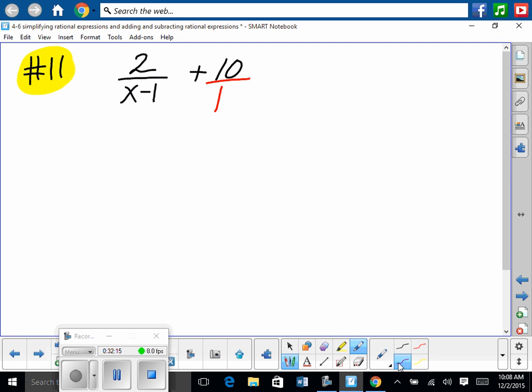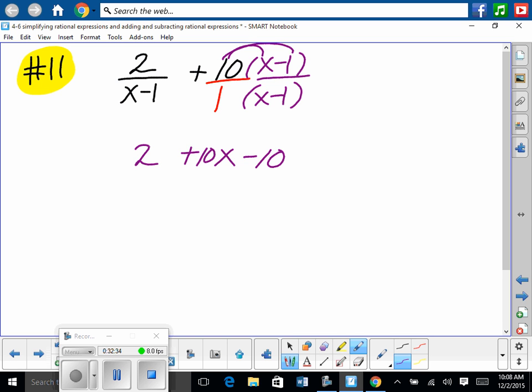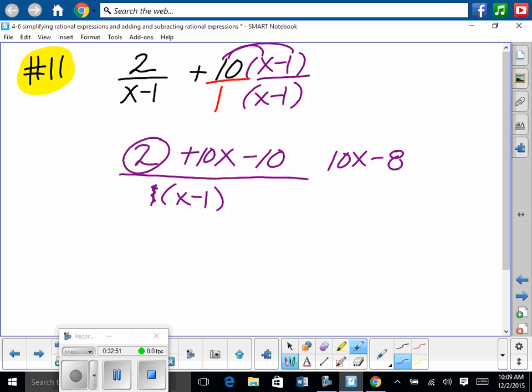Okay, so right here, we're going to multiply by x minus 1 over x minus 1. So we have a 2 up here. Let's distribute that through. Positive 10 times x is positive 10x, right? Positive 10 times negative 1 is negative 10. And then it still has a 2, right? And it's all over 1 times x minus 1. Are we all following me? So we'll just write x minus 1. Combine like terms. 2 minus 10 is negative 8. So we have a 10x on top minus 8, all over x minus 1.